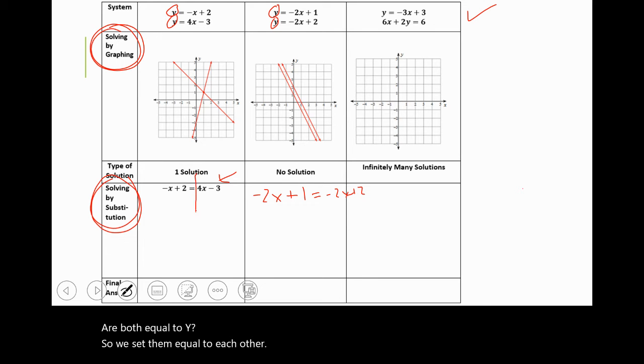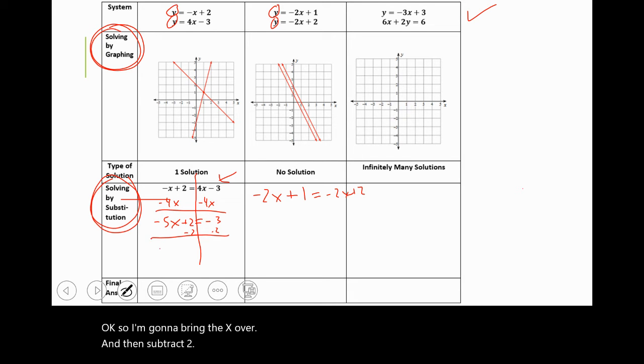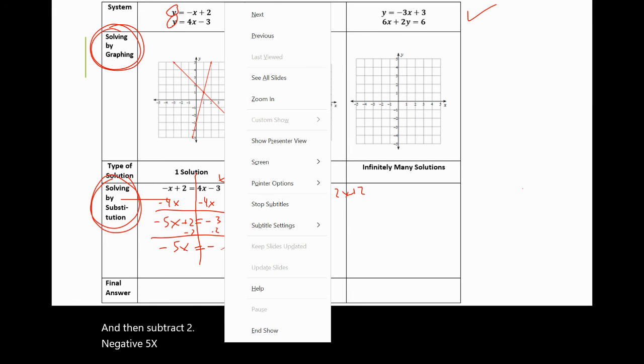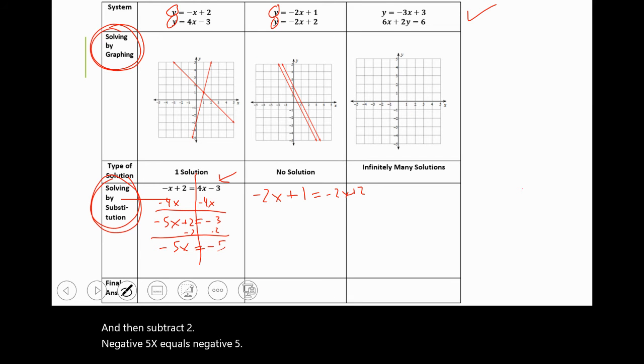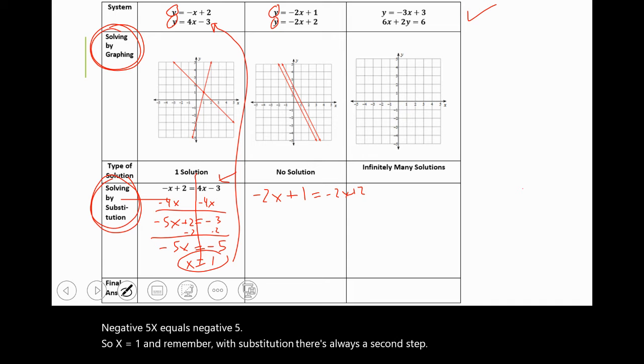And then you just solve. Okay, so I'm going to bring the x over. And then subtract 2. Negative 5x equals negative 5. So x equals 1. And remember, with substitution, there's always a second step, and that means you substitute back in.